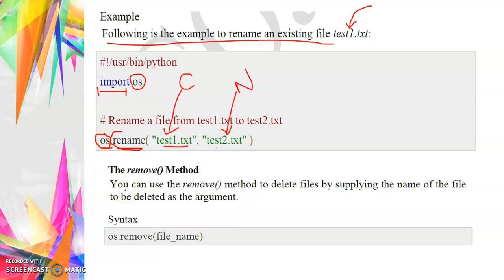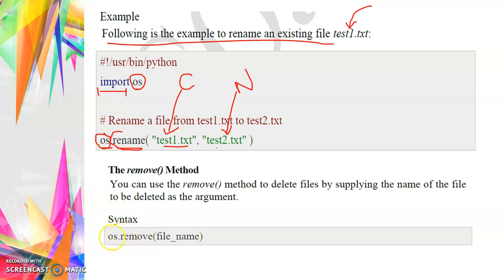You can use the remove method to delete files by supplying the name of the file to be deleted as the argument. We already discussed the rename method in Python programming. In this remove method, if you are going to delete a file, whatever file you want to delete, we have to use the remove method.